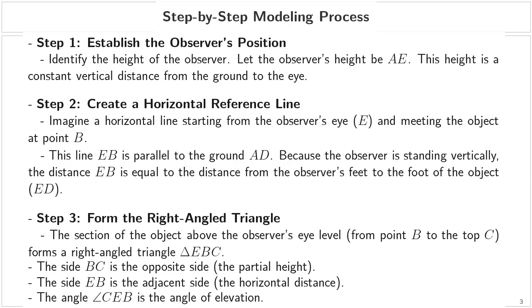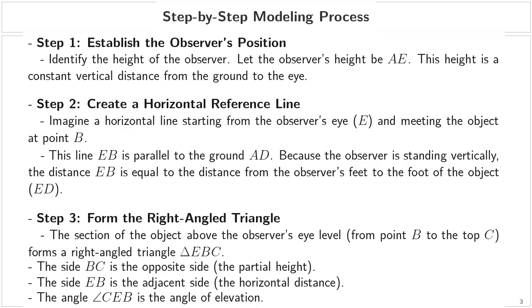Finally, step 3, form the right-angled triangle. This is the most important part of the model. We are only interested in the part of the object that is above the observer's eye level. The section from point B up to the top, point C, creates a right-angled triangle, delta EBC. In this triangle, the side BC represents the opposite side, which is the partial height we need to find. The side EB is our adjacent side, representing the horizontal distance. And the angle CEB is our angle of elevation.